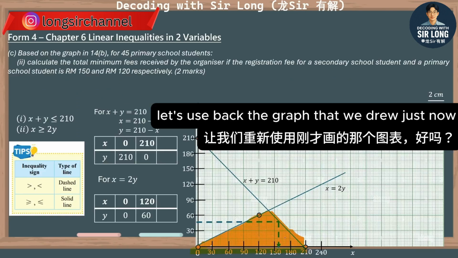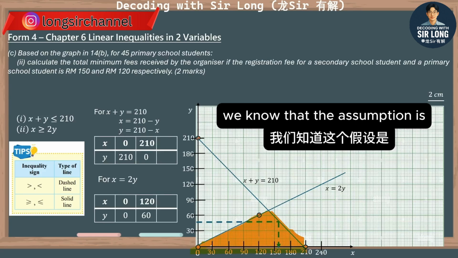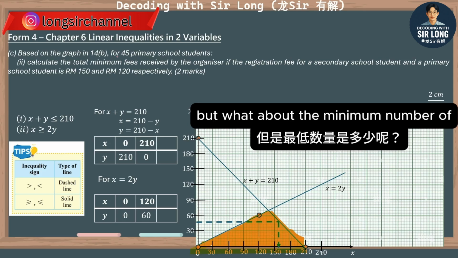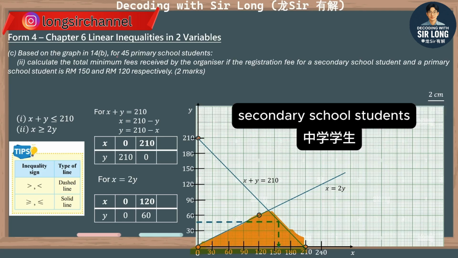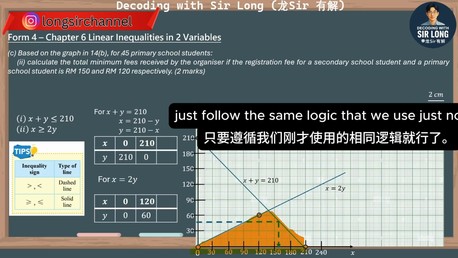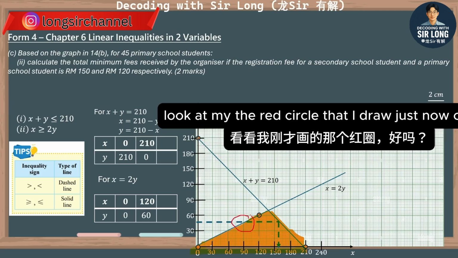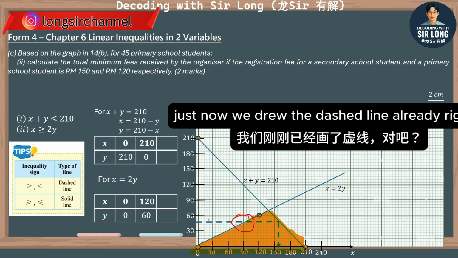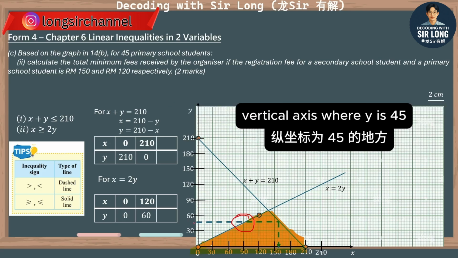Let's use back the graph that we drew just now. Minimum fee. That means we know that the assumption is 45 primary school students is confirmed. But what about the minimum number of secondary school students in this case? Just follow the same logic that we used just now. Look at here. Look at the red circle that I drew just now. Since just now we drew the dashed line already, starting from the vertical axis where y is 45.